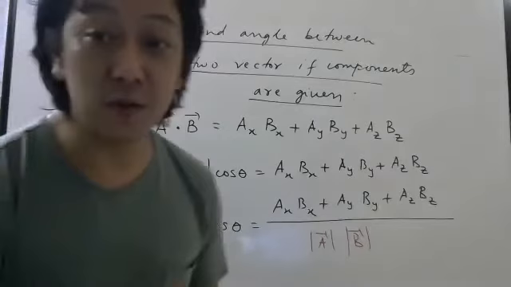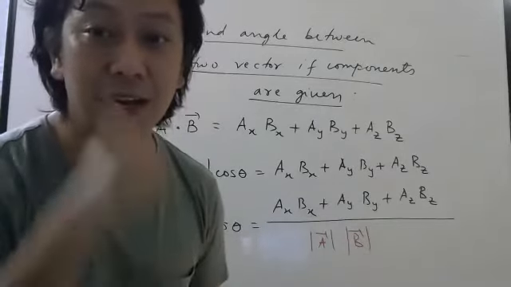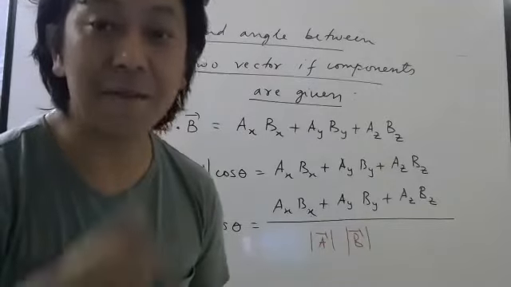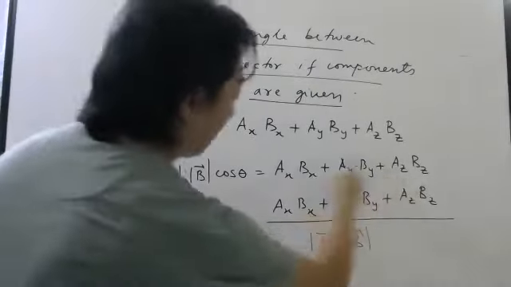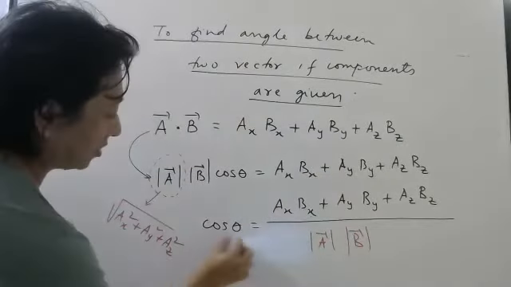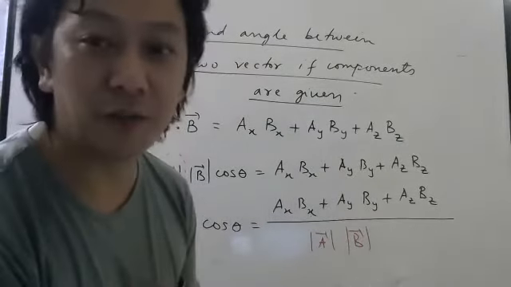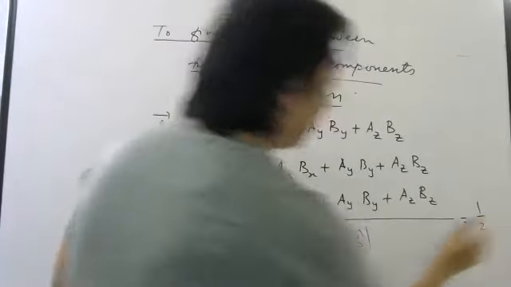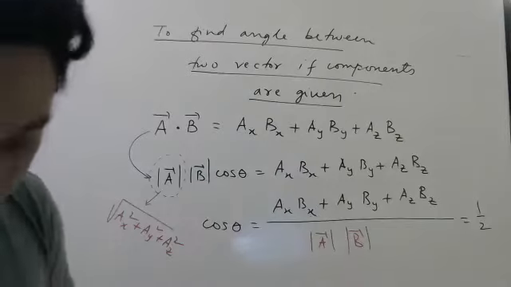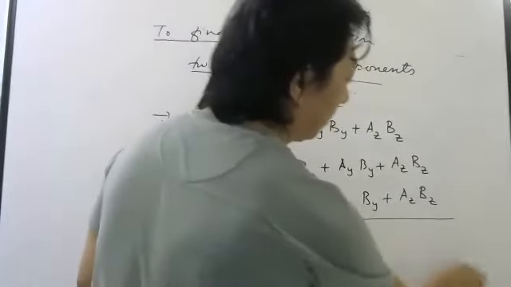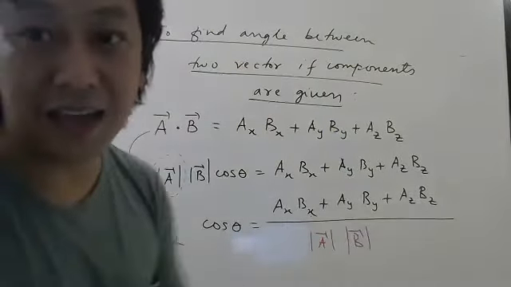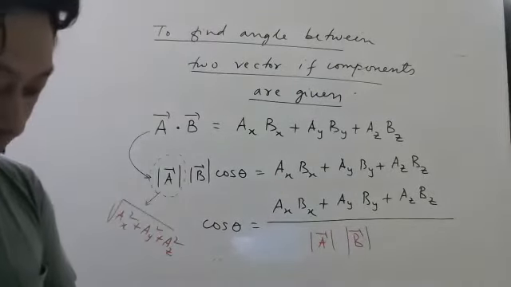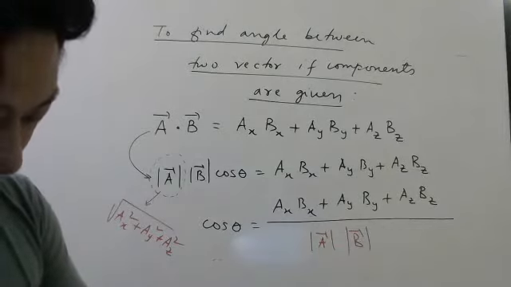So if somebody gives you the components, that is AX, AY, AZ and BX, BY, BZ, then you can find this part. Once you know it, you can find cos theta. Once you know cos theta, you have found theta also. If this is equal to half, let's say, then theta will be 60 degrees. Of course, if this is some very complicated number like root 3 by 9, then we cannot tell directly what theta will be unless we use a scientific calculator.